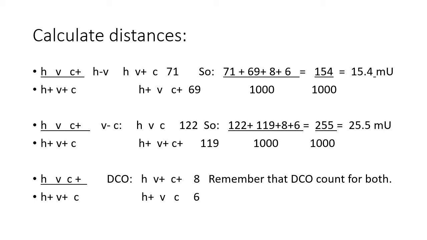The next distance is the V to C distance, so we do that the same way. We write what the crossover products would be for that, and that's going to be H, V, C, H plus, V plus, C plus, and then we look at our progeny and see which ones match, and we see that's 121 and 119. And again, the double crossovers also have to count, because they had a crossover here too, so we add in our 8 plus our 6, get 255, gives us 25.5 map units.